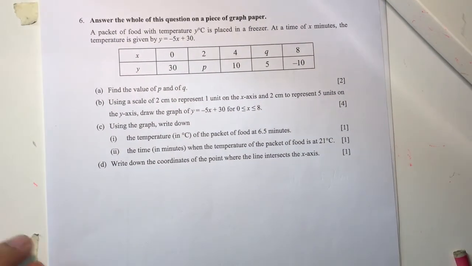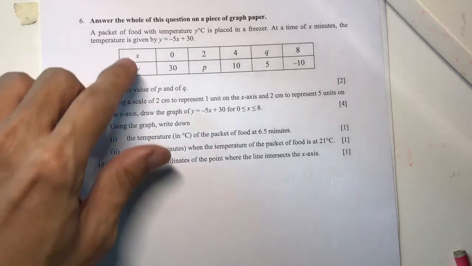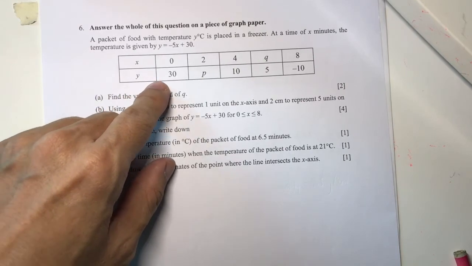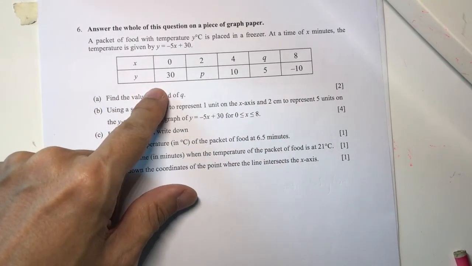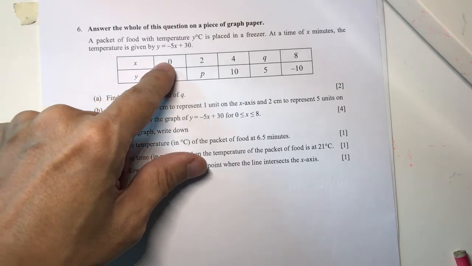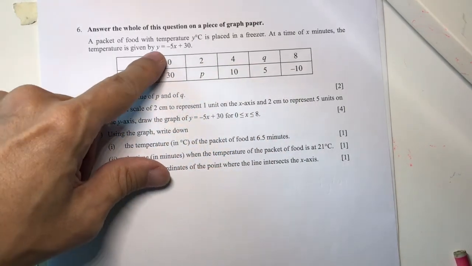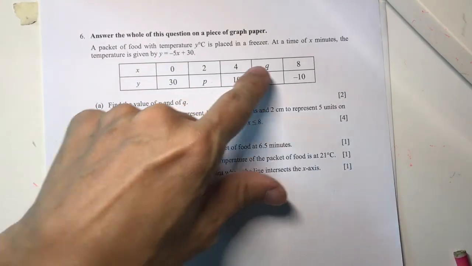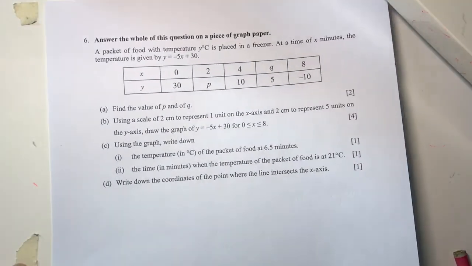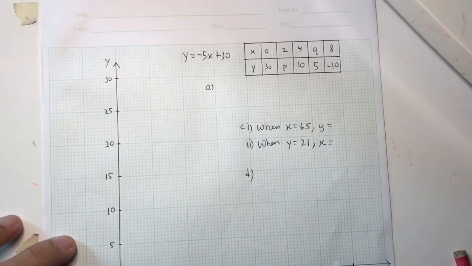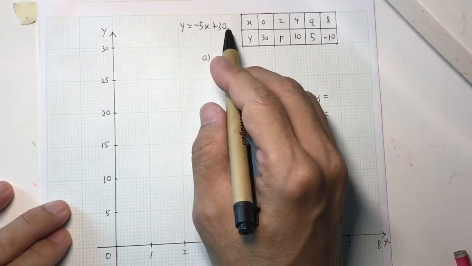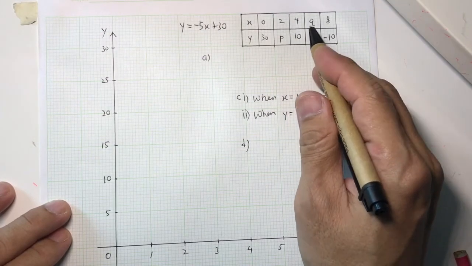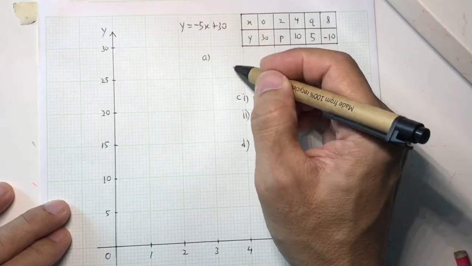Now we have a sum on a graph, and we are given this table here. This is the temperature in the freezer, and this is the time. The equation is given as y equals negative 5x plus 30, to find the value of P and Q. All this must be done on the graph paper. So the equation is this, and therefore to find P and Q we need to substitute into the equation.